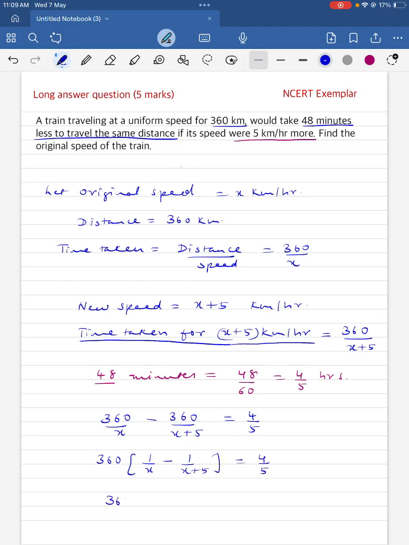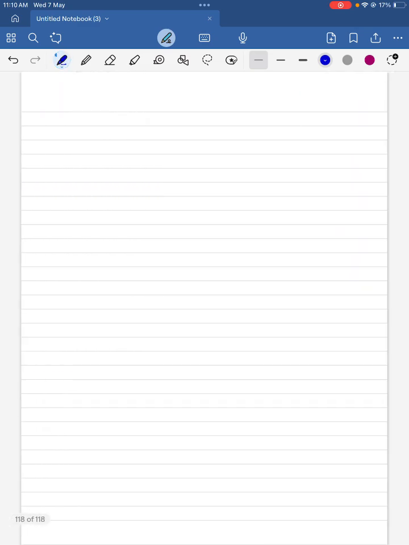So 360 into, making the denominator the same here, inside the bracket, I would need to multiply this term with x plus 5 and this term with x. So that would give me x plus 5 minus x divided by x times x plus 5 is equal to 4 by 5. The x and the x gets cancelled away in the numerator, and I would have 360 times 5 divided by x squared plus 5x is equal to 4 by 5.